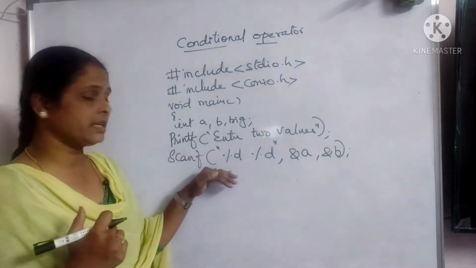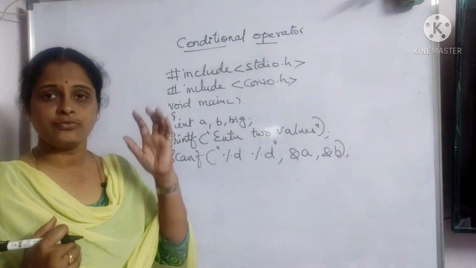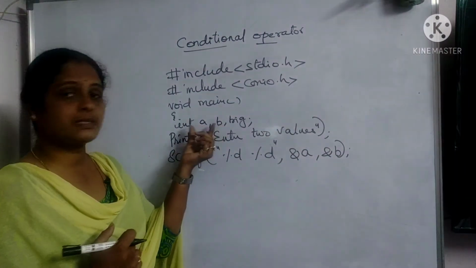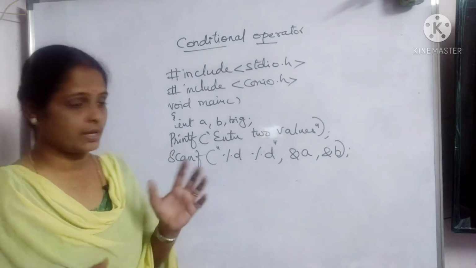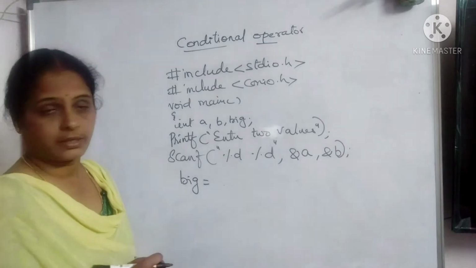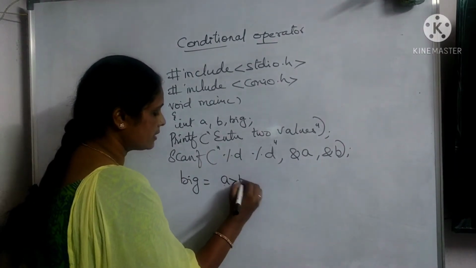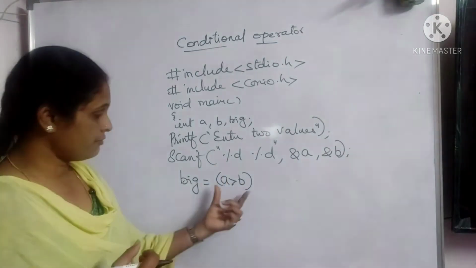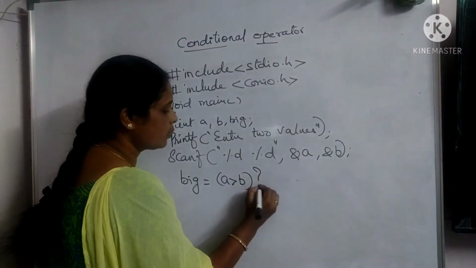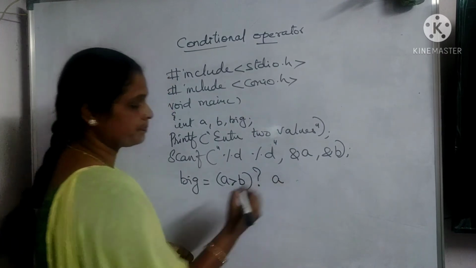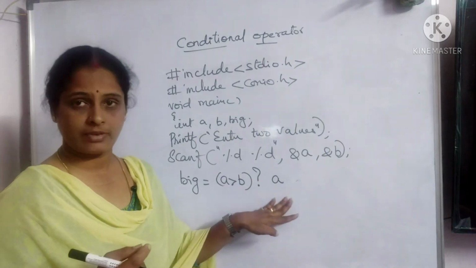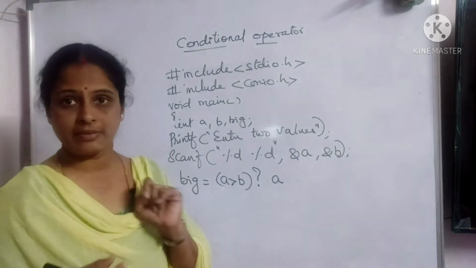What is the purpose of writing this program? I'm writing this program to find out which variable is holding the big number, the greater number. For that I have taken big here. Big is equal to what? A greater than B. If it is true, what should be the value? A should be the value. So question mark A. If it is true, A will be displayed. If it is false, B will be displayed.